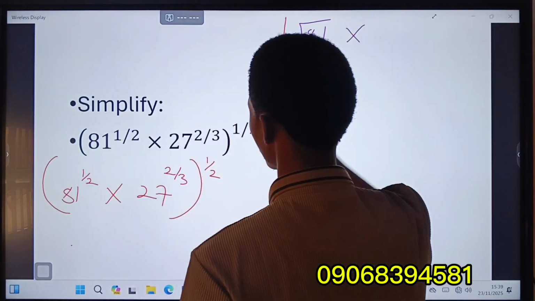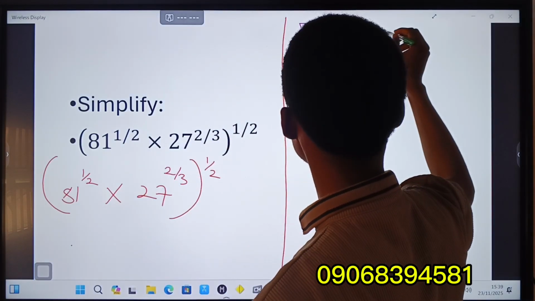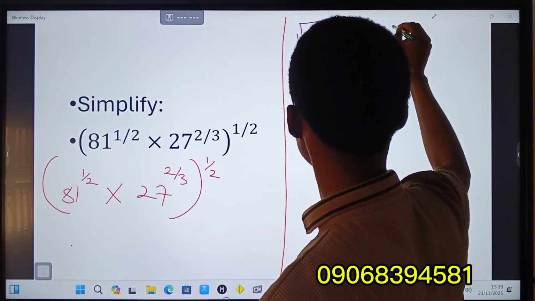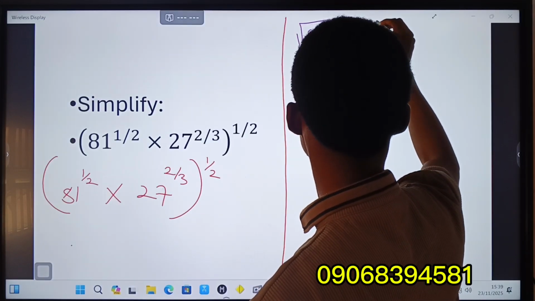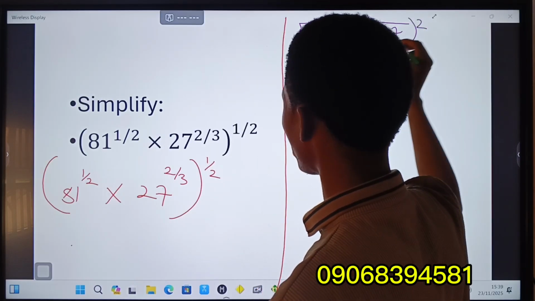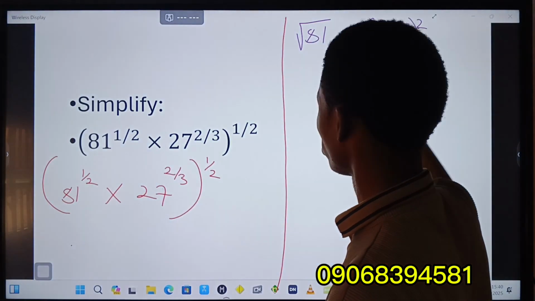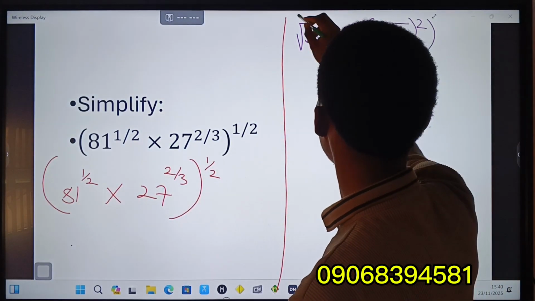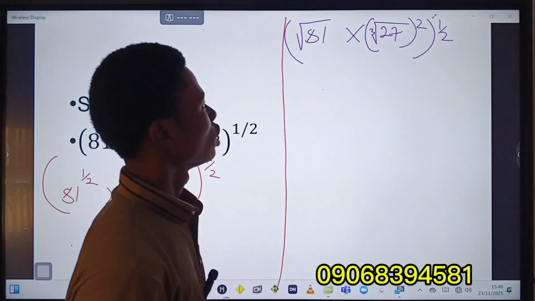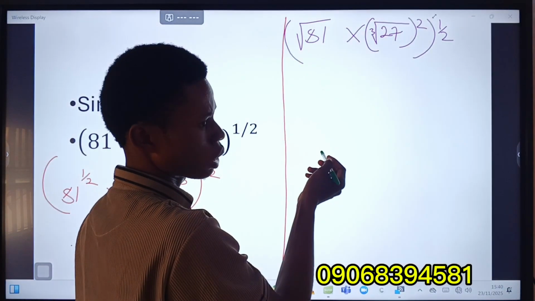Now times 27 raised to power 2 over 3 is same thing as saying cube root of 27, all squared. Remember that law? I told you this one becomes the root, this one becomes the power. Then all of them raised to power half. Now, what's the square root of 81? 9, right?